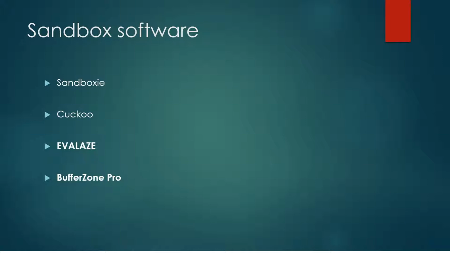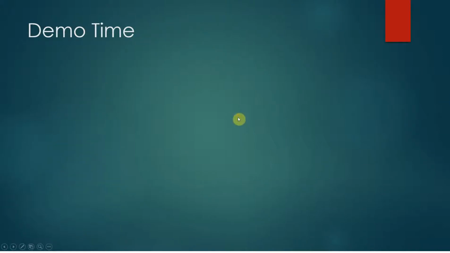And there's also Cuckoo. Now, Cuckoo is more of an automated sandbox, and it has a reporting feature. It'll run through different websites and different files that you want to test to ensure that they work and don't have any issues. It will also generate reports, take screenshots, and all that fun stuff. And Evaluate and Buffer Zone are similar to Cuckoo and Sandboxie, just with different tweaks here and there, and different prices.